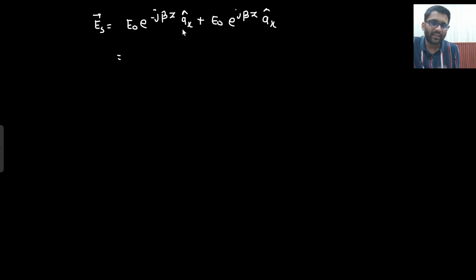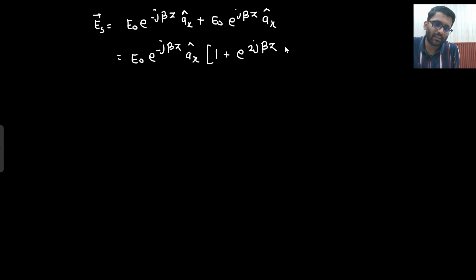Now my target will always be that this is the direction, so forget about the direction. Direction I will take last. Now my target would be to make something of the form 1 plus something. In that manner I need to do it. So I can take this complete part as common: E0 e to the power minus j beta z Ax cap times (1 plus e to the power 2 j beta z) you will be left with. Is that clear to you? What did I do? I took this complete part as common.